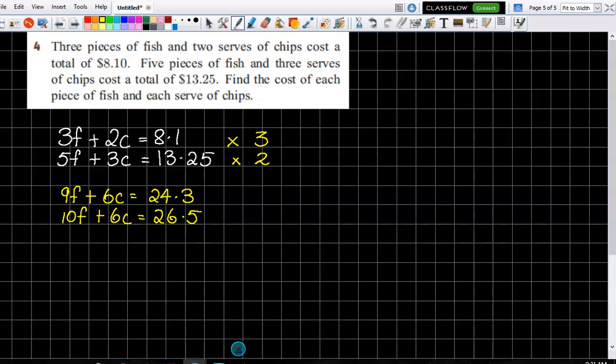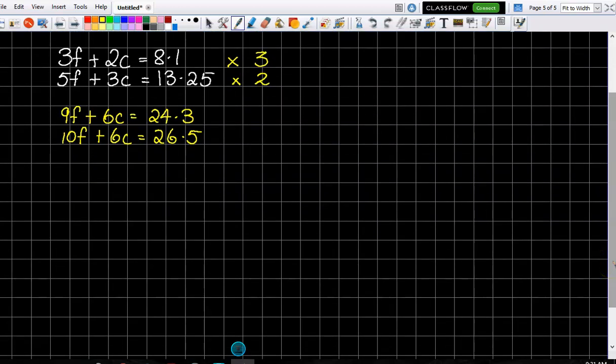What are we going to do? Add or take? If you add, 9f plus 10f, 19f. What's 6c plus 6c? Ooh, 12c. What did we want to do? We wanted to eliminate. That's made it worse. So don't add, just go subtract. You don't have to think, just try one. If it doesn't work, it's a 50-50 shot. Do the other. But basically, same sign, subtract. Different sign, add.